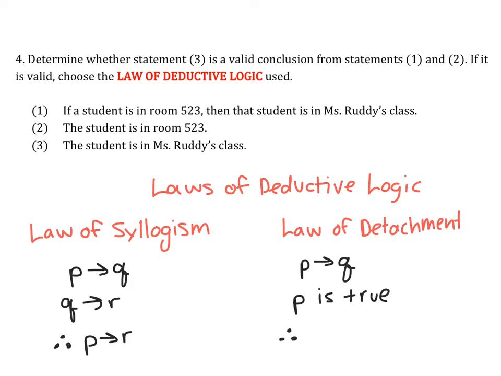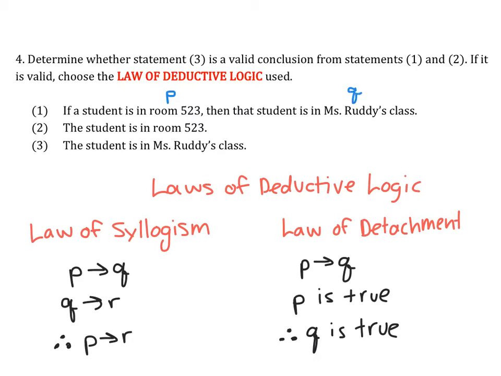Therefore, the conclusion is Q is true. And it does need to look exactly like this. So let's look at the statements in the conclusion. This says, if a student is in room 523, that's P, then that student is in Miss Reddy's class. So that's our Q statement, if P, then Q.